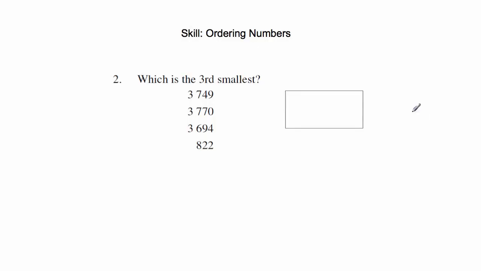The skill we are going to look at in this module is taking four numbers and placing them in order. We will either be looking at them from the smallest to the largest or from the largest to the smallest. Here is question 2 from the diagnostic test to show you the type of thing that we will be doing.